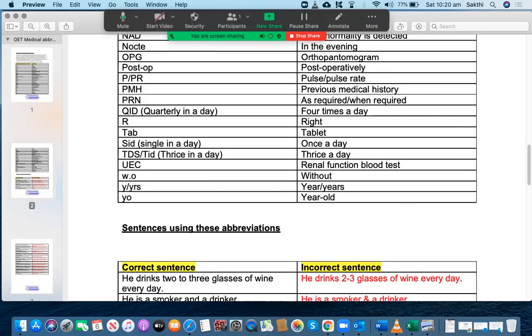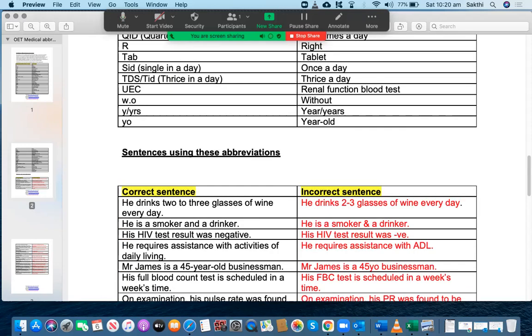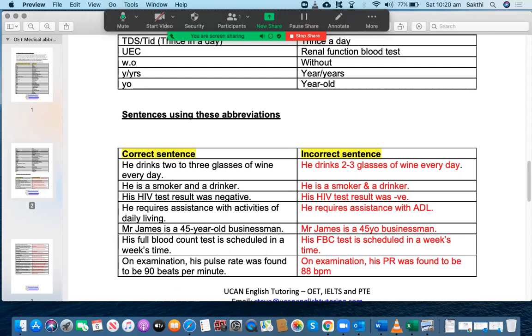If it is UEC, it's urea, and then there's another one, I forgot it. It's actually urea, electrolytes, and creatinine. Otherwise, you can write down renal function blood test, because this is a kind of special blood test that needs to be written down. And if it is WO, then it means without, okay? And if it is Y or Ys, then it should be year or years. If they use YO, then it is year old. For example, 45 YO means 45 years old. Okay, 45-year-old.